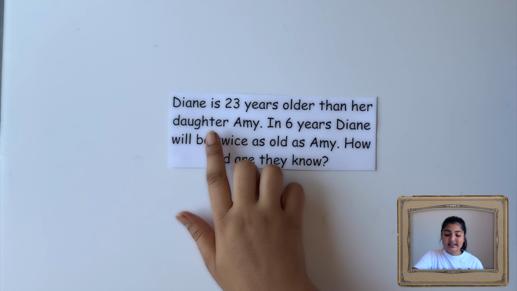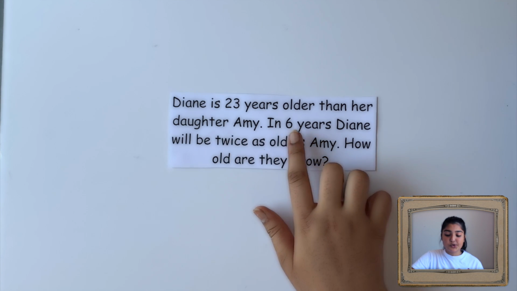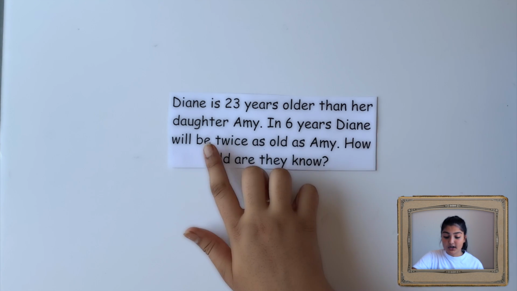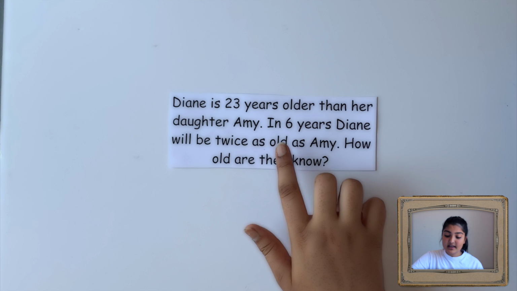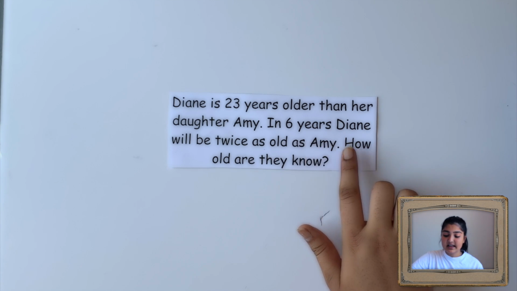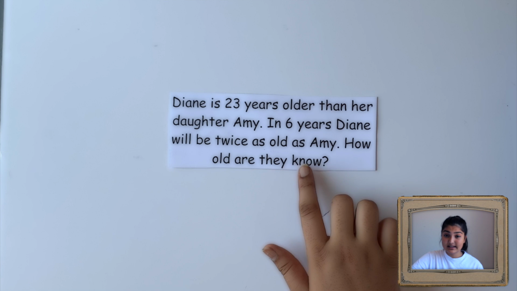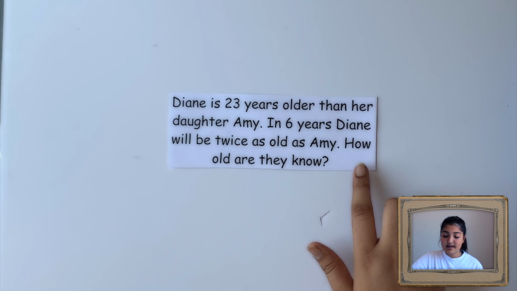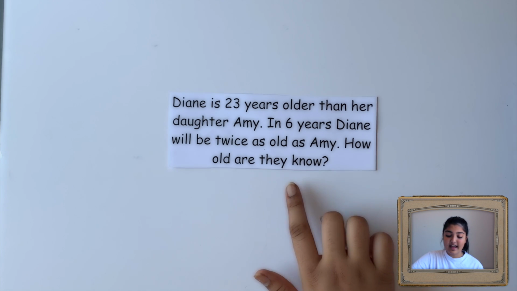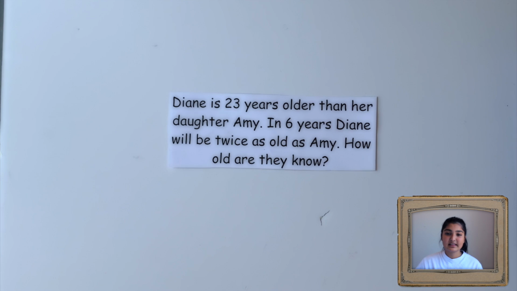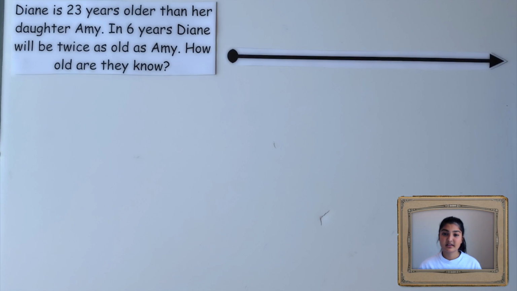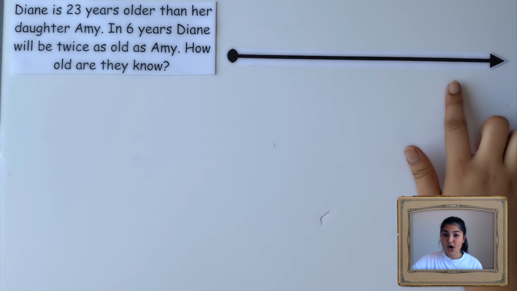Diane is 23 years older than her daughter, Amy. In 6 years, Diane will be twice as old as Amy. How old are they now? To better understand this question, let's put it on a timeline. Here's our timeline.